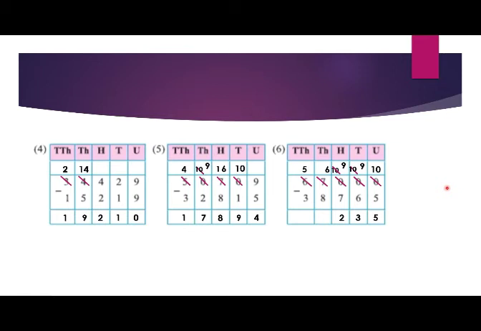I'll borrow it from 10,000. This will become 5. Okay, and now it will give it to 1000. So 16 minus 8, 8. And 5 minus 3, 2. Okay, students. Right now we have solved 4th sum, 5th sum and 6th sum. Do practice, understand it, and you will be able to solve this 5-digit subtraction.